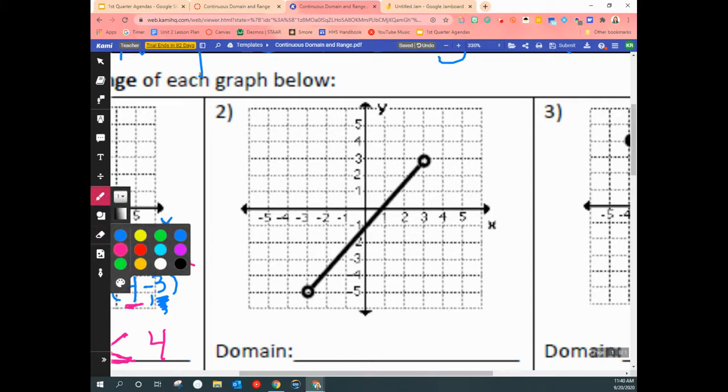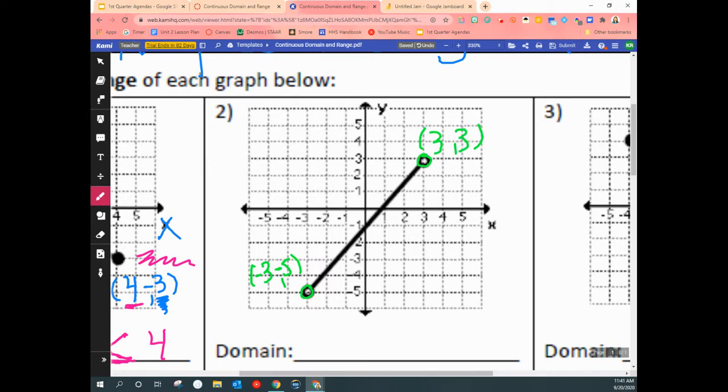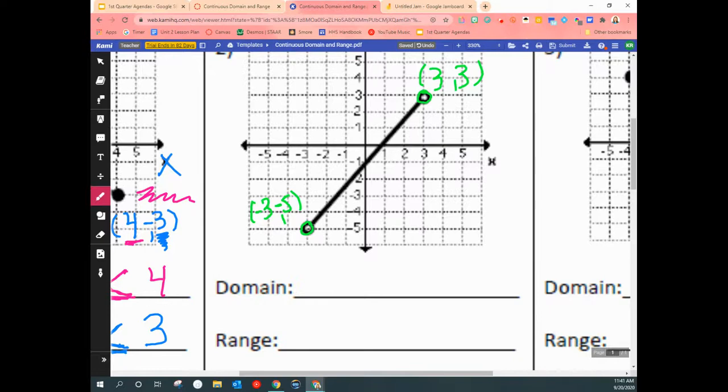So back to domain. So remember, the best thing to do at first is list out your endpoints. When you have a line that ends, let's list out some endpoints here. What is this point right here? Well, I can see that it's an x value of -3, and it's a y value of -5. So let's list out the coordinates of this point over here, right here. Well, I see I've got an x value of 3 and a y value of 3. So now I can come and I can write my domain and my range.